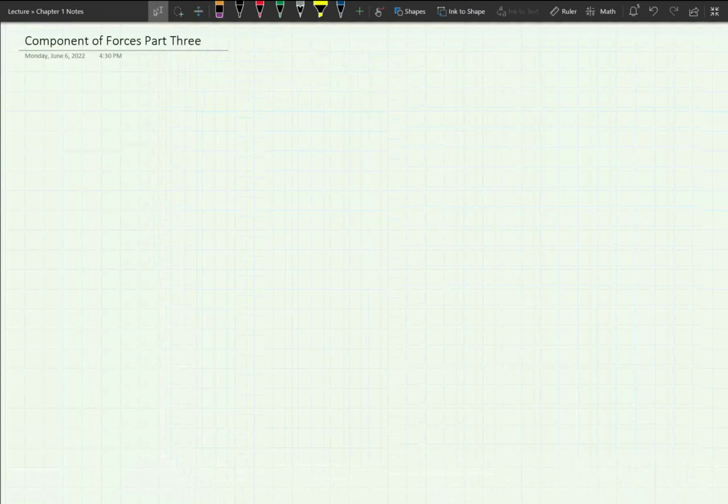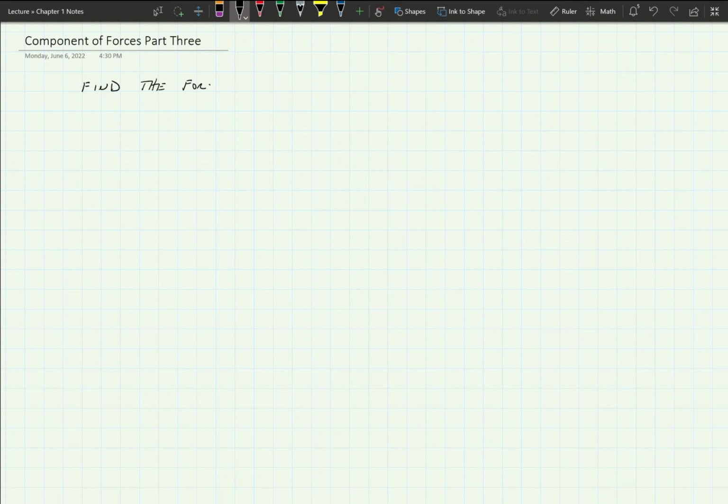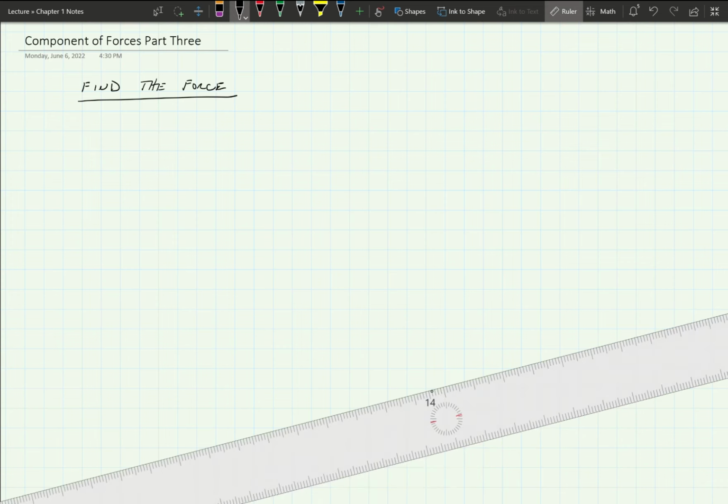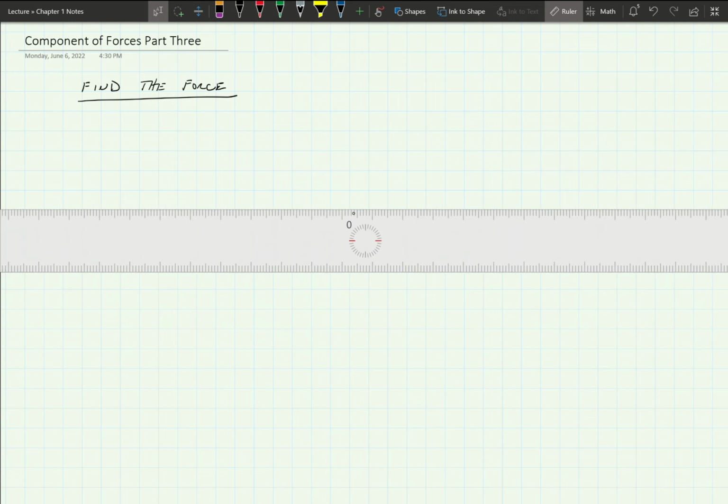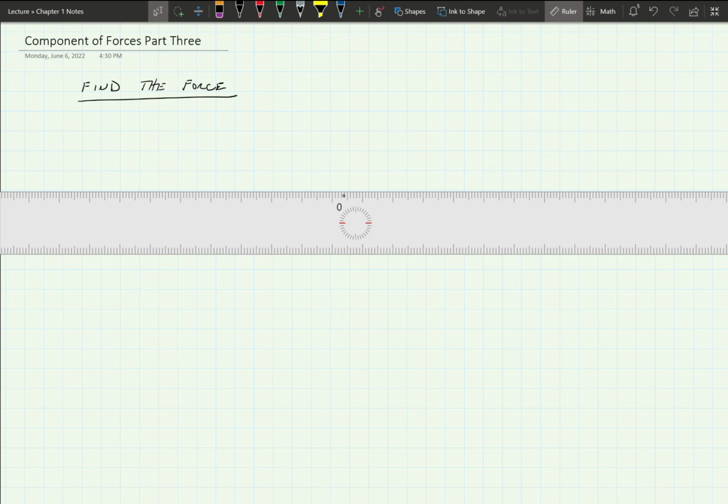Okay, part 3. We're going to do some examples of force components, and basically what we're going to do is find the force. Sometimes if you think about some engineering stuff, it's no more than just a puzzle of trying to sort things out and see where we're going. Alright, we're going to keep this one relatively simple. I'm going to work in just 2 dimensions to help keep this simple.